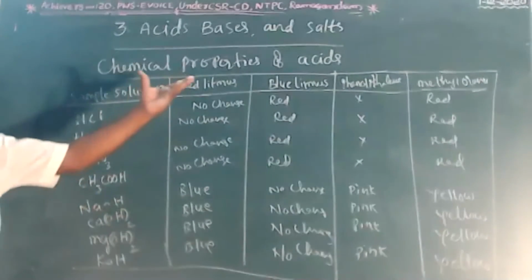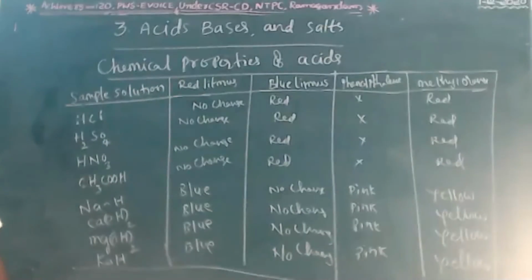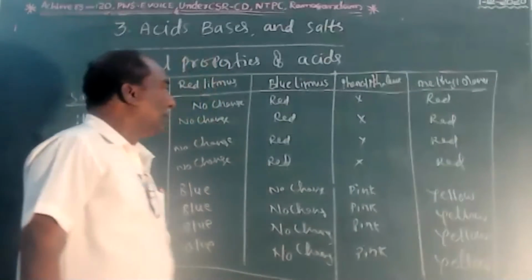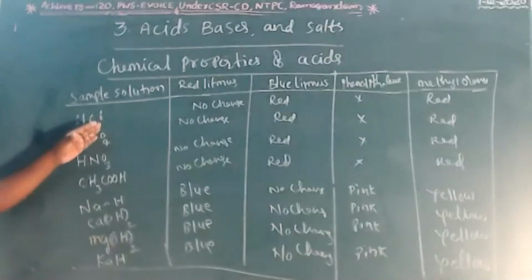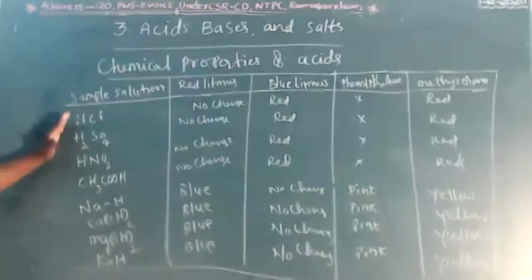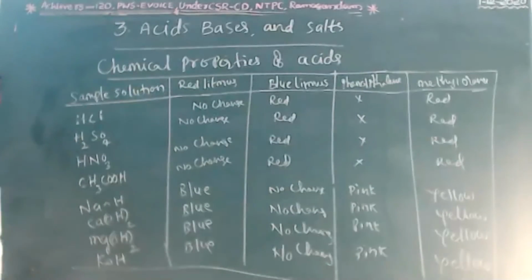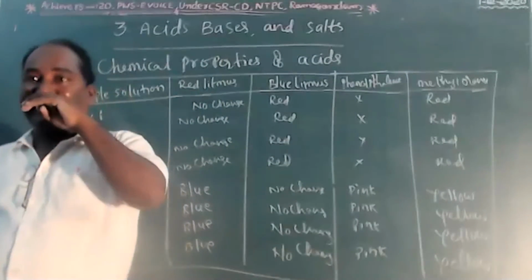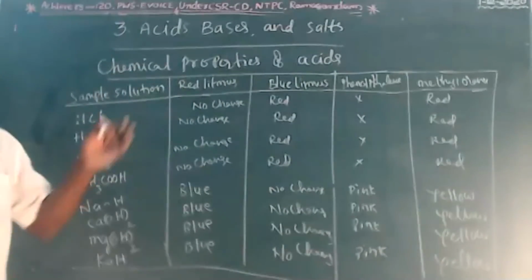Bases, when they react with the phenolphthalein indicator, what happens? That means it turns into pink color. So just observe the table and remember all of this, how they are changed with red litmus, blue litmus, phenolphthalein and methyl orange indicator. So this is the table.